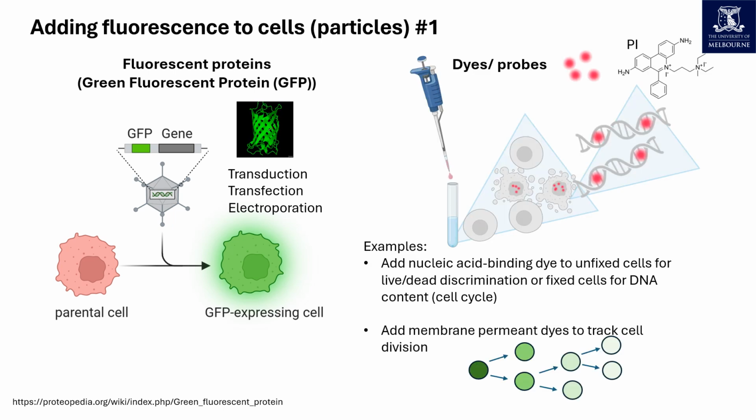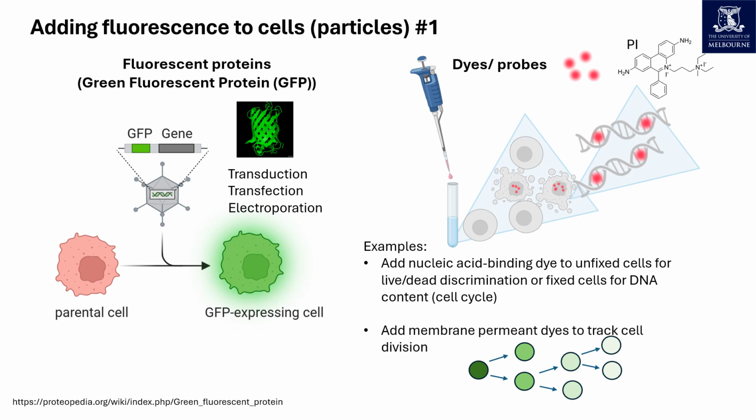Dyes can be added to cells by simply pipetting the dye directly into the cell suspension buffer. Some dyes, such as the nucleic acid binding dye propidium iodide, or PI, that fluoresces red, only enter cells if the membrane is compromised. PI is used to identify cells that have died in a live cell suspension. PI is also used to track cells at various stages of the cell cycle by measuring DNA content.